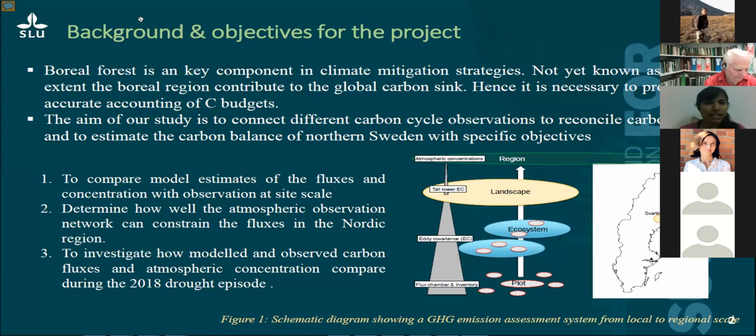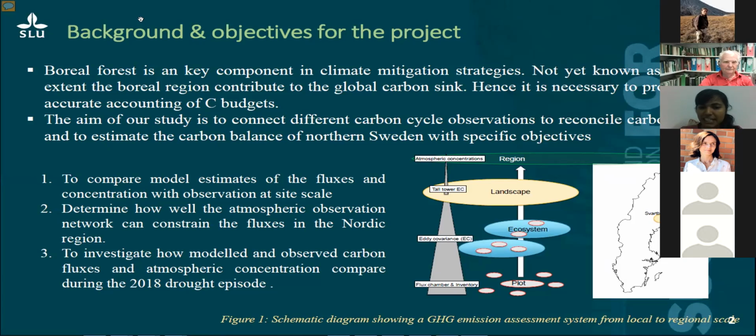Hence, it is necessary to provide an accurate accounting of the carbon budget. So our study aimed to connect different carbon cycle observations to reconcile carbon fluxes and to estimate the carbon balance of northern Sweden. Our specific objectives for this project are to compare model estimates of fluxes and model estimates of concentration with available observations, and to determine how well the atmospheric concentration observations within the Nordic region can be used to constrain the fluxes in the Nordic region. We also try to investigate how fluxes and concentration compare during an extreme event like the 2018 European drought episode.